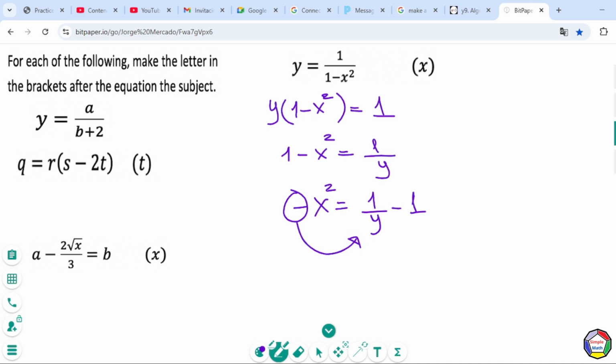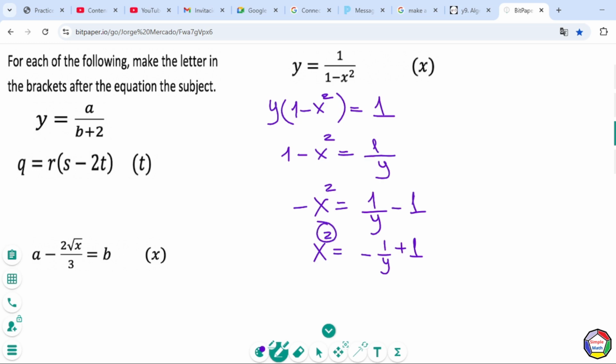When we pass a negative sign to the other side, that means we change the sign of everything here. I'm going to change the sign of everything there. So that's the way we move a negative sign to the other side. So we have that x squared is equal to minus 1 over y plus 1. If you see, I change the sign of everything.